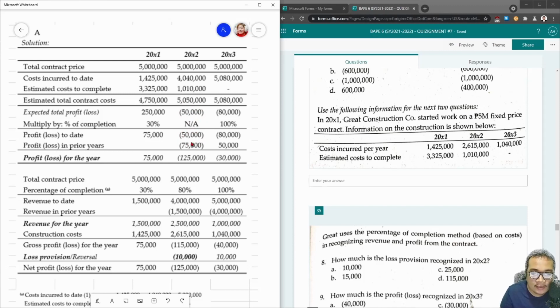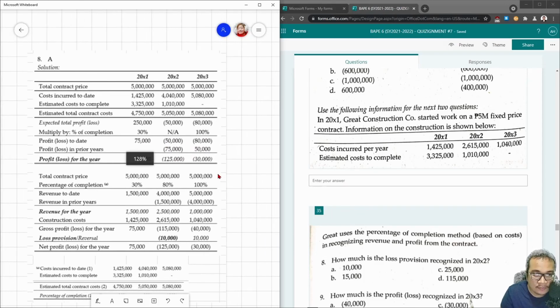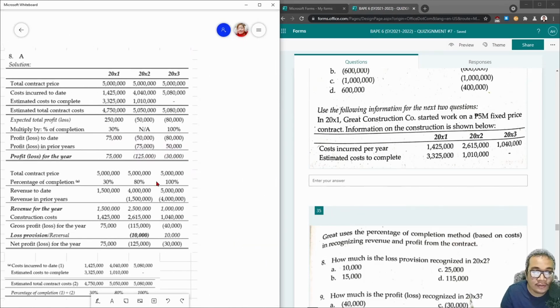Ngayon, itong 75K na to, galing yan dito. 75K, 125, sir. Anong meaning niya, sir? Bakit ganyan? Anong nangyari dito? 75K profit, bakit nag-minus dito? Ano yan, sir? Automatic yan, basta dito minus. Kasi dito hindi naman. As we have presented yung logic nito sa lecture video.